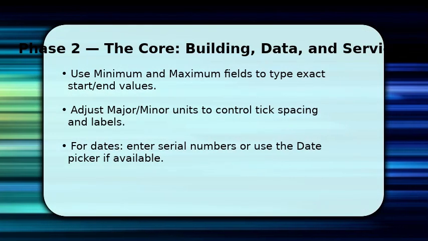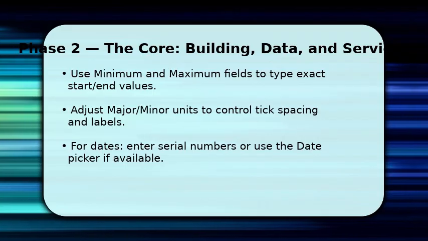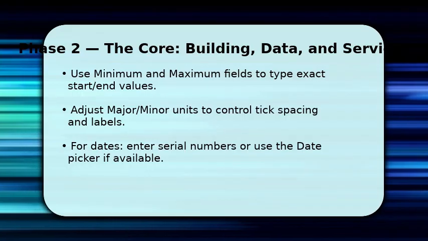Now set the actual bounds. In the scale section, type your minimum and maximum values directly. This forces the axis range. For dates, you can enter Excel date serials or type a recognizable date. Excel converts it. Then adjust major and minor units to change tick spacing and label frequency.